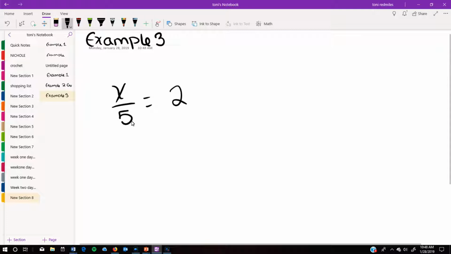Okay, so no adding or subtracting. Let's go on to our multiplication and division. So the 5 is dividing the x. The opposite operation of dividing is multiplication. Got to do it to both sides. They cross out, giving me the desired 1, so I just have an x. 2 times 5 is 10. All right, so those are my one-step examples.